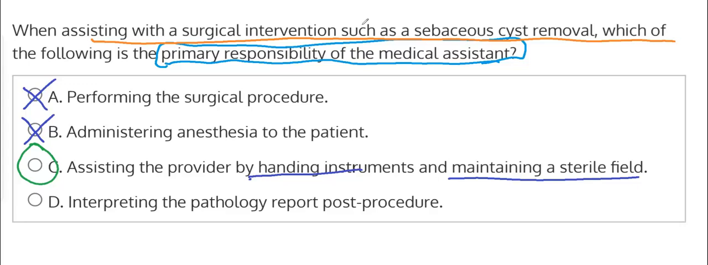Let's take a look at option D, though, as well, just to be sure. Option D says interpreting the pathology report post-procedure. And no, this is definitely something that's very specific to the provider. They will be the ones interpreting the results. The surgeon will be interpreting the results. That's not within the scope of practice of the medical assistant. So we can eliminate option D as well. And that leaves us with what we were thinking, choice C, assisting the provider by handing instruments and maintaining a sterile field.